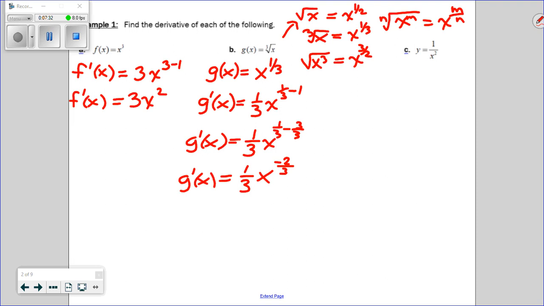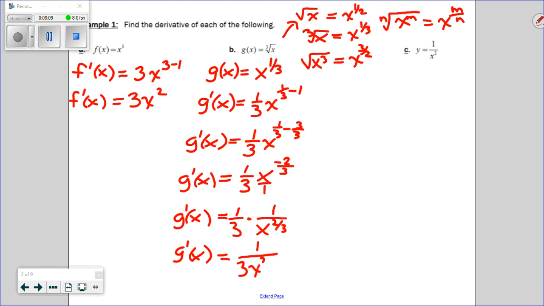Now, this is the derivative, but in terms of simplifying, we tend to not leave negative exponents when we simplify. So remember, to change a negative exponent to a positive, you find the reciprocal. So it would be like making this a fraction by putting a 1 under it and then flipping it. So it'll become 1/x to the positive 2/3 power. And then if I multiply straight across, this will become 1/3 times x to the 2/3 power.